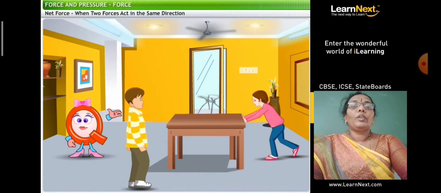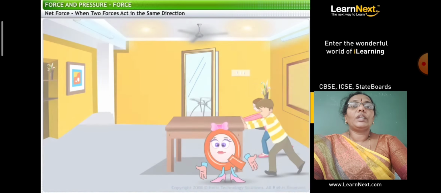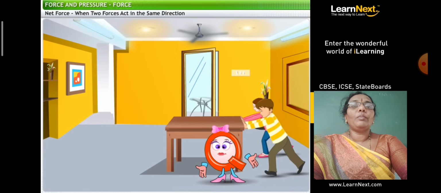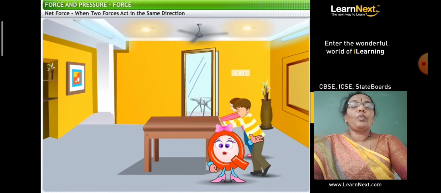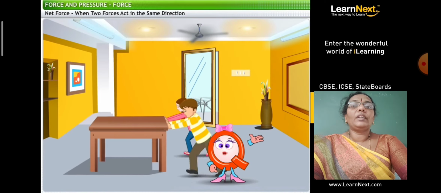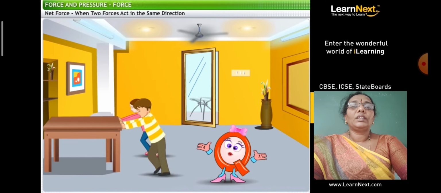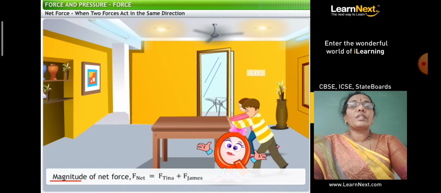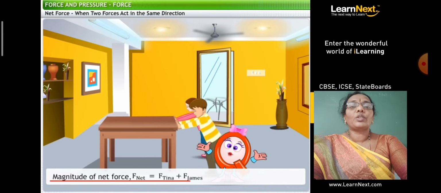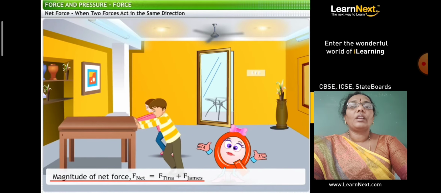He came to help her in pushing the table. When both of them push the table, the net force becomes larger and the table moved easily. Therefore, we can say that if the two forces are acting in the same direction, the net force becomes larger. The magnitude of the net force will be the sum of the two forces applied there.